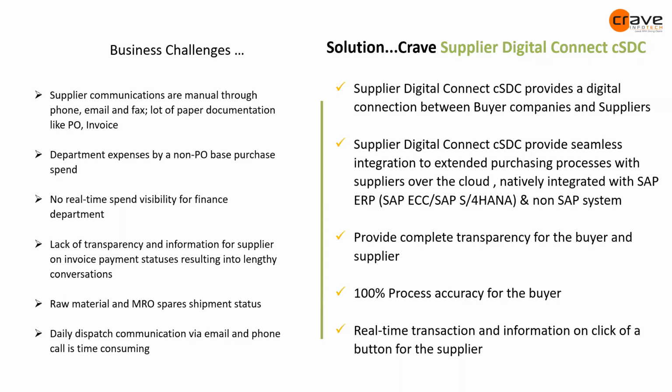So what is there in the Supplier Digital Connect? This is the name of our solution, CSDC, Supplier Digital Connect. Basically, this works with S4 and ECC both. It can connect to your SRM, and even to your Ariba, but mainly with the MM and purchasing stack of ECC and S4HANA. This helps you get complete transparency for your buyers and suppliers.